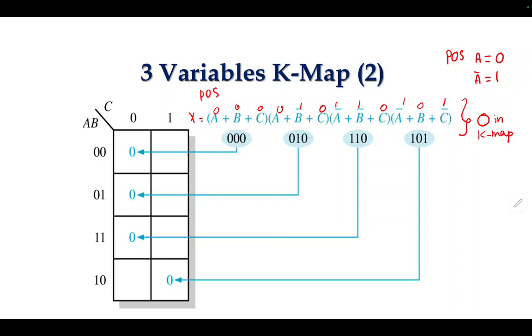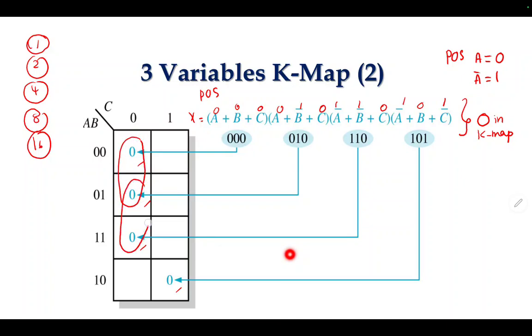Alright. So 0, 0, 0, you place 0. 0, 1, 0, place 0. 1, 1, 0, place 0. 1, 0, 1, place 0. Then you can start to do grouping. Remember that you can do a group of 1, a group of 2, 4, 8, 16. For this one, it's not possible to do a group of 4. So it just looks like you can have a group of 1 and 2. So you can do one group of 2, one group of 2, and then one group of 1.